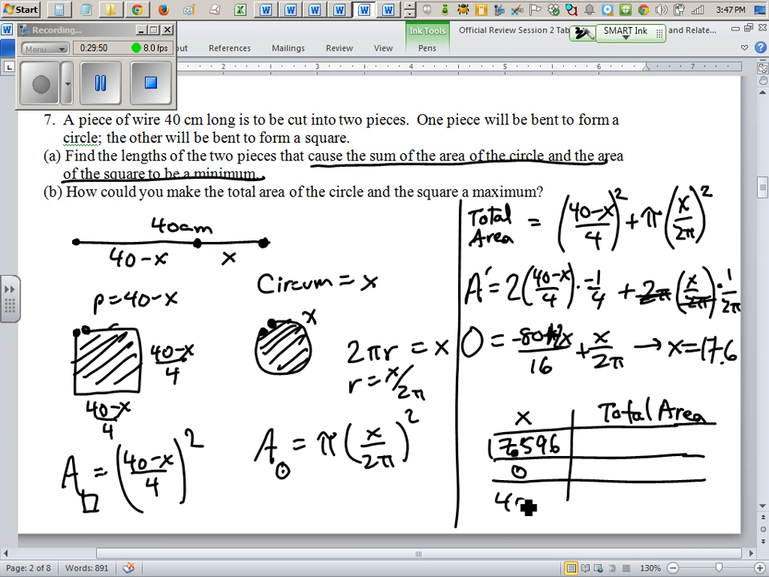So I tested these earlier, and I determined that actually my areas were the following. Okay, I think I'm getting 56.0099 for that. This is when I plug in 17.596.